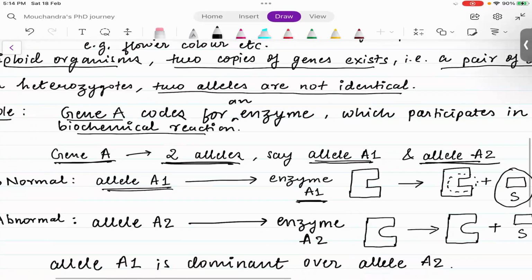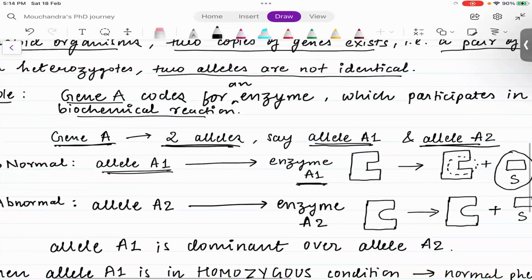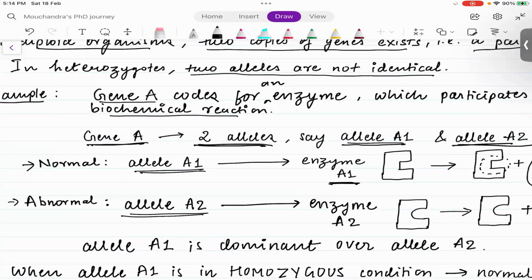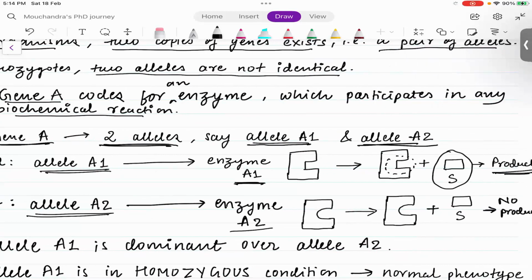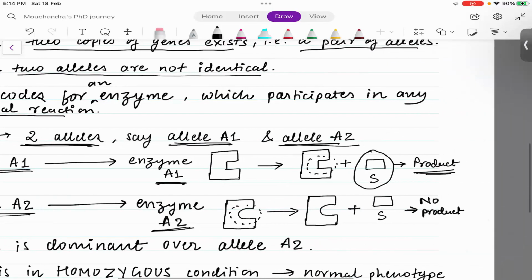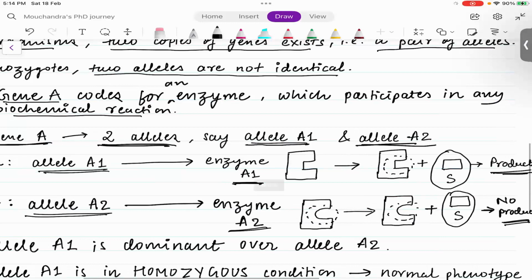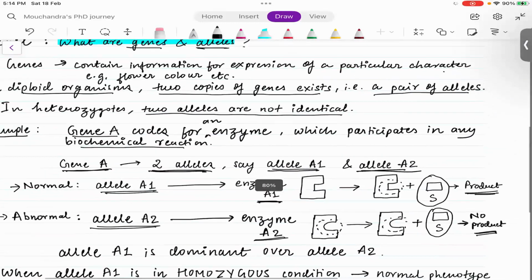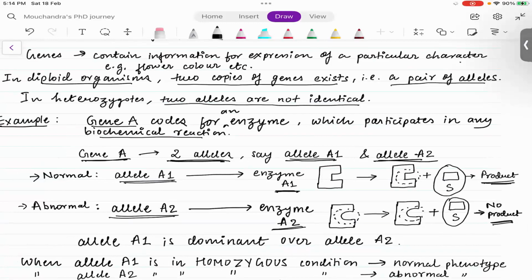Now consider an abnormal case, where due to the expression of allele A2, another enzyme, enzyme A2, is expressed, but the binding site is now different. So this binding site is not compatible for binding the same substrate, because of which the product is not formed. So you can see that one allele gives an expression of one type of enzyme, whereas another allele gives an enzyme which is not at all functional, which is not at all doing its job, right?